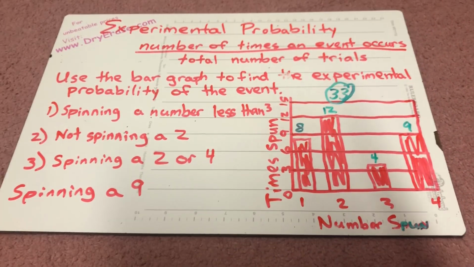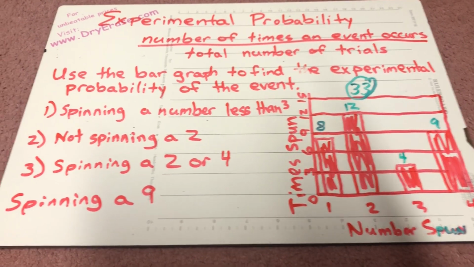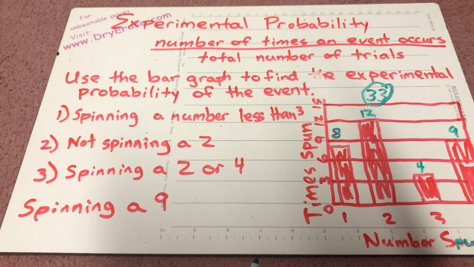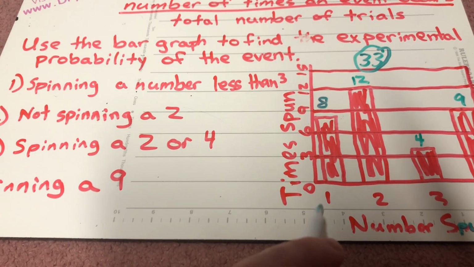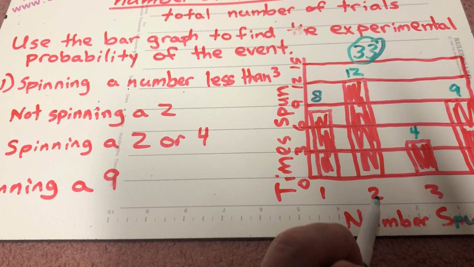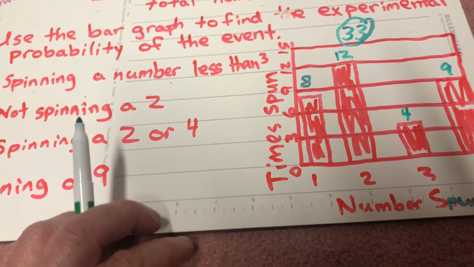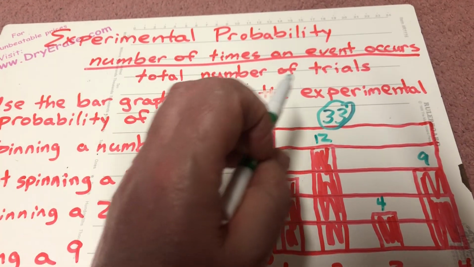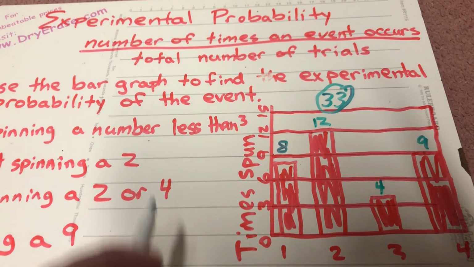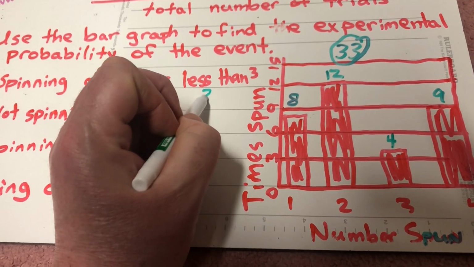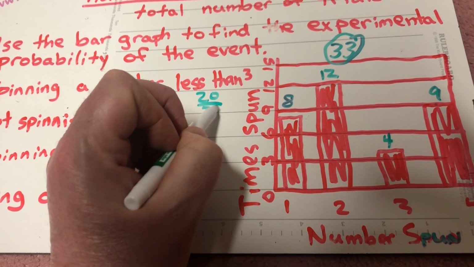So, use the bar graph to find the experimental probability of the event. Number 1, spinning a number less than 3. The numbers that are less than 3 are 1 and 2. We spun a 1 8 times, a 2 was spun 12 times. The number of times that happened, 8 plus 12, is 20. The total number of trials is 33. So number 1 would be 20 over 33.